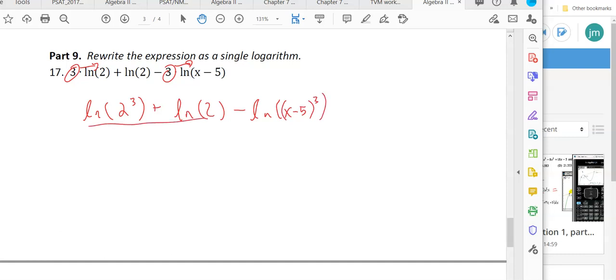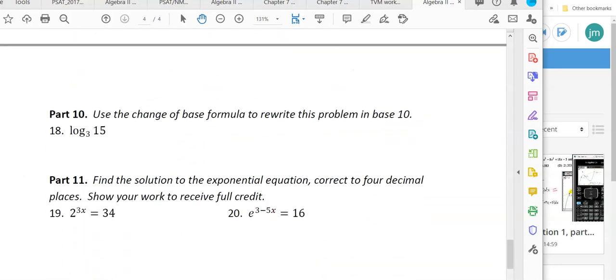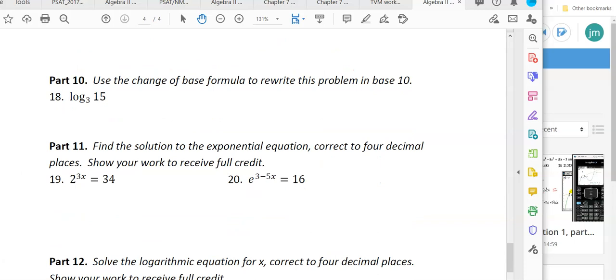So let's push these together first. So that would be natural log of 2 cubed times 2 minus natural log of (x minus 5) to the 3rd. Push those together, so it'd be natural log of, big fraction, 2 cubed times 2 over (x minus 5) to the 3rd. That's one logarithm. Pretty happy with that.